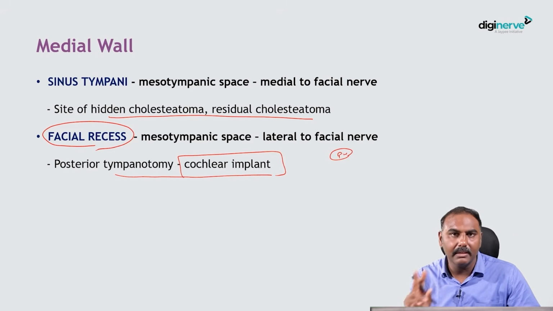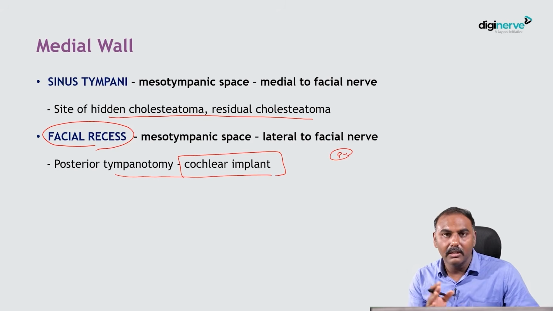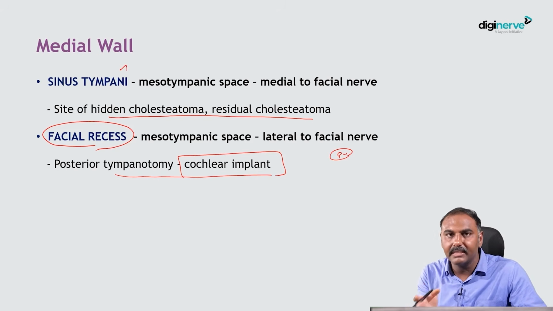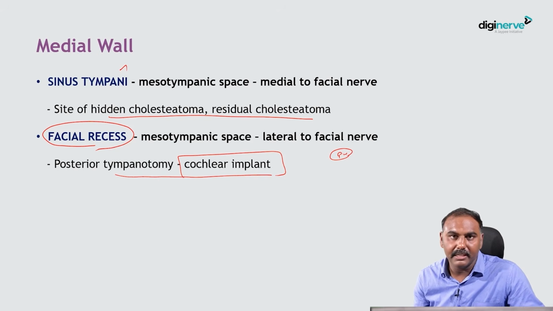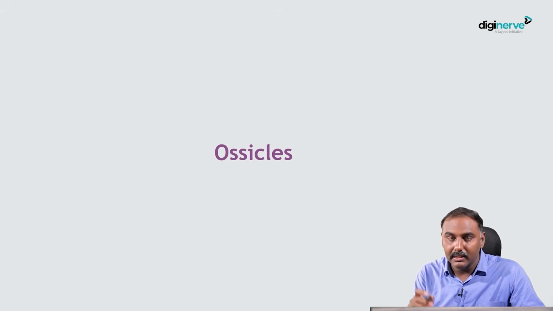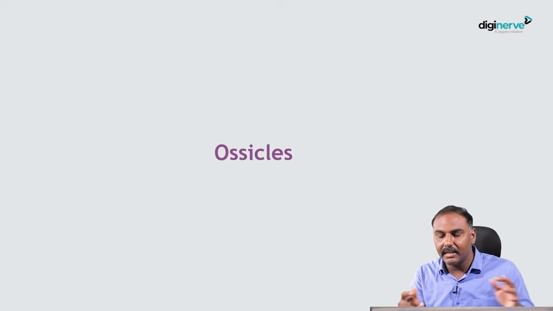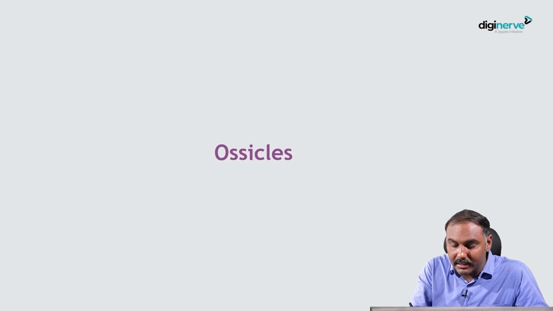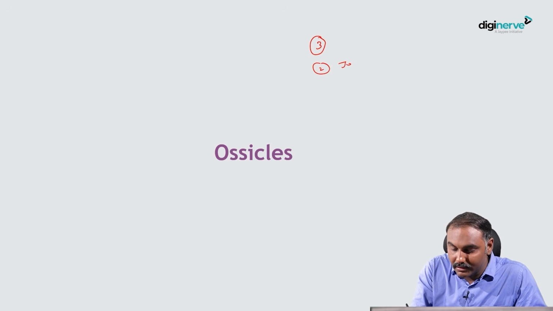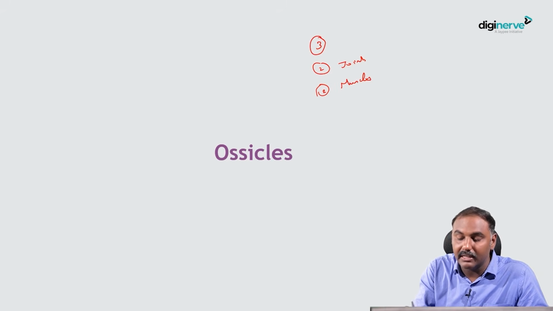These two words are very important in the anatomy. The medial wall, which we discussed, has the sinus tympani, and the other is the facial recess, which lies in the mesotympanic space, lateral to the facial nerve. So coming on to the other structures which are important in the middle ear. In the middle ear, again we have discussed the anatomy. The middle ear also contains 3 ossicles, 2 joints and 2 muscles, which we need to understand before we finish our anatomy chapters.